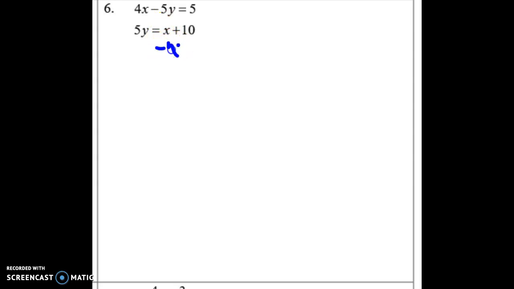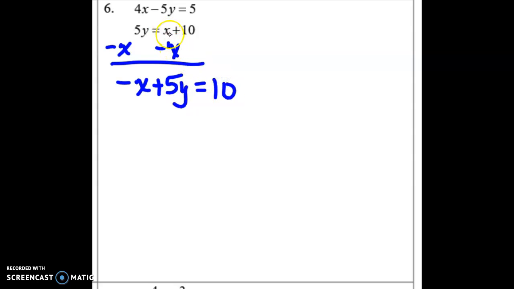So I'm going to subtract x from both sides so I can get the x's on the same side as the y's. This is my second equation. So I get negative x plus 5y, and it now is equal to 10 because I moved this x to the other side. Just easier if they stack, so I'm just going to write this first equation down here so things stack nicely.